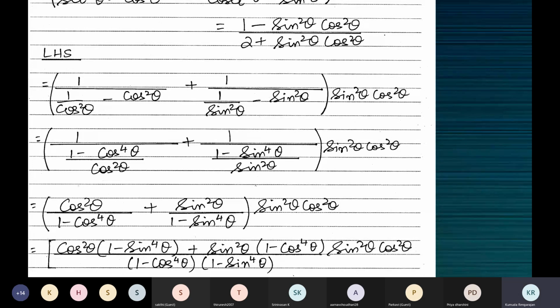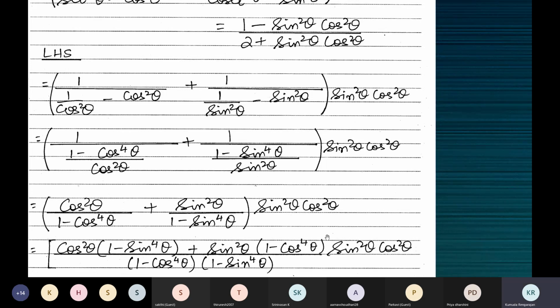Oh, I forgot a square bracket here actually. There should be a square bracket here. Okay, I've opened it here, I haven't closed it. Okay, so into sin square theta, cos square theta.